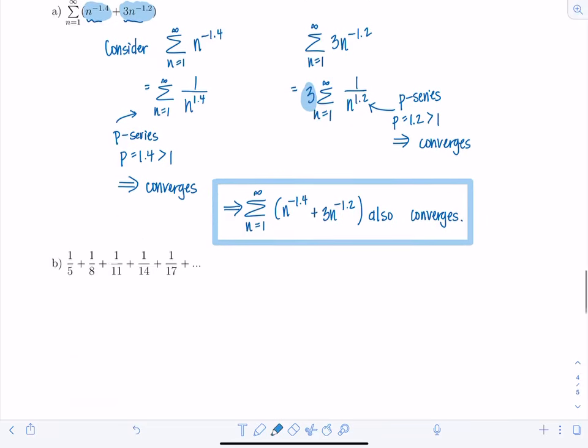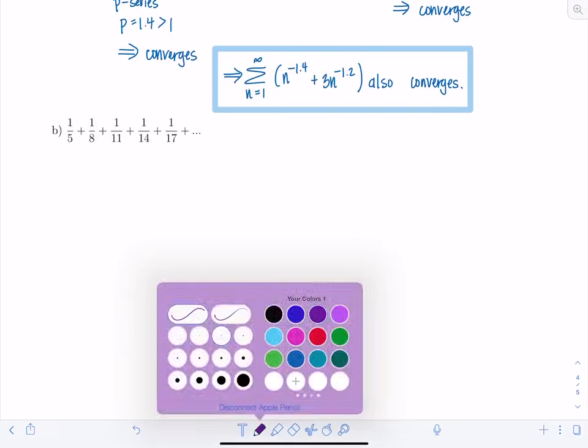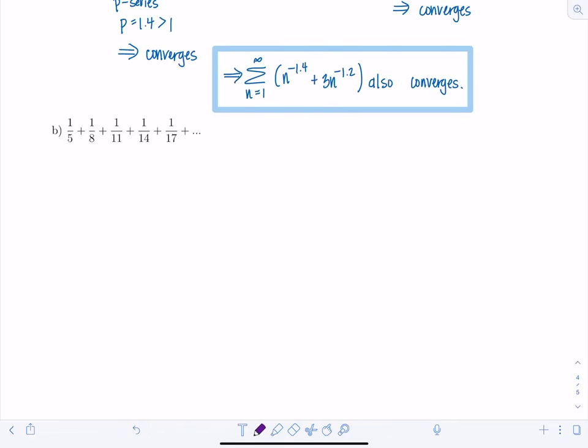Okay, let's look at this next series here. Notice they didn't write it for me in summation notation. They've just listed out the first few terms. So let's investigate what's going on. So we have 1/5 plus 1/8 plus 1/11. I notice the denominators each time are going up by 3.